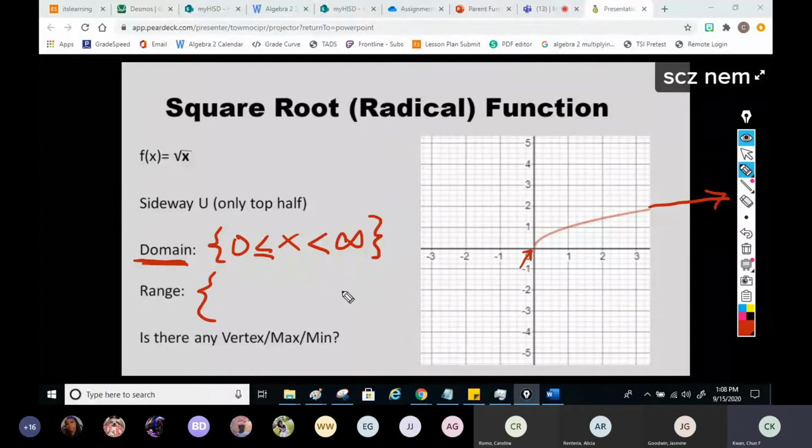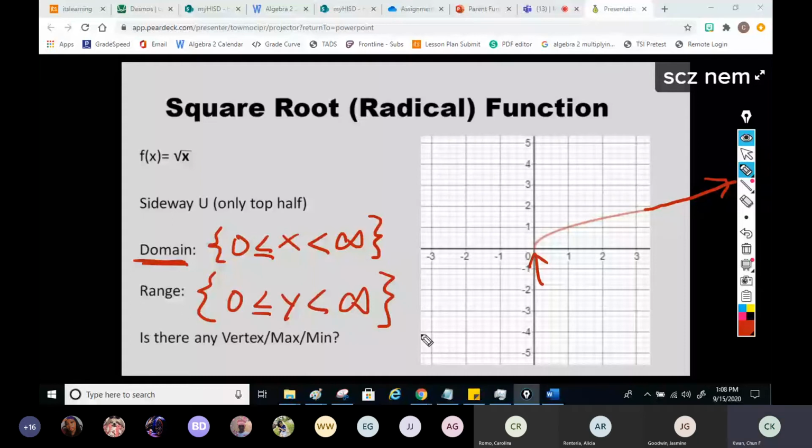What about your range? How high and how low does this thing go? If you look at this, it's going to keep going up and up and up to the upper right. It will keep going to the right and it will also keep going up. So the highest point is positive infinity. The lowest point right here is going to be 0.